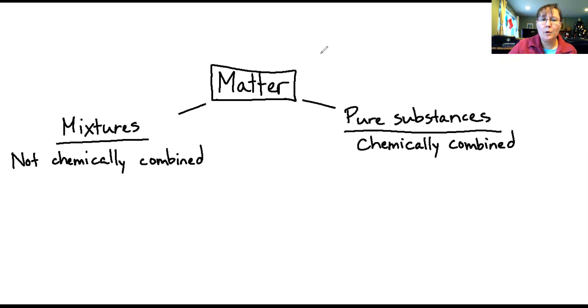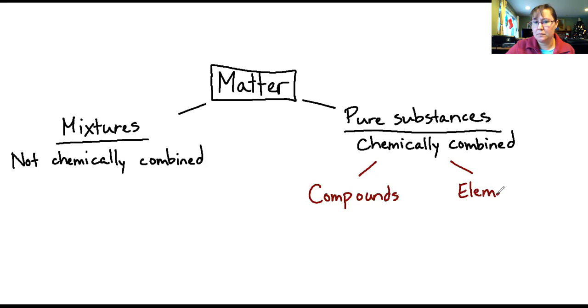Now, pure substances come in two different varieties, okay? And it's going to look a little bit different here. They can be compounds, or they can be elements. Elements are things that we will find on the periodic table, okay?